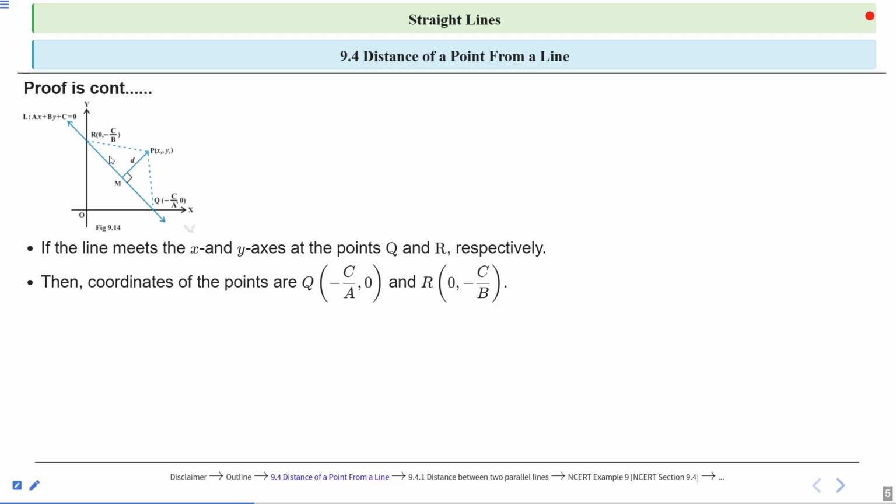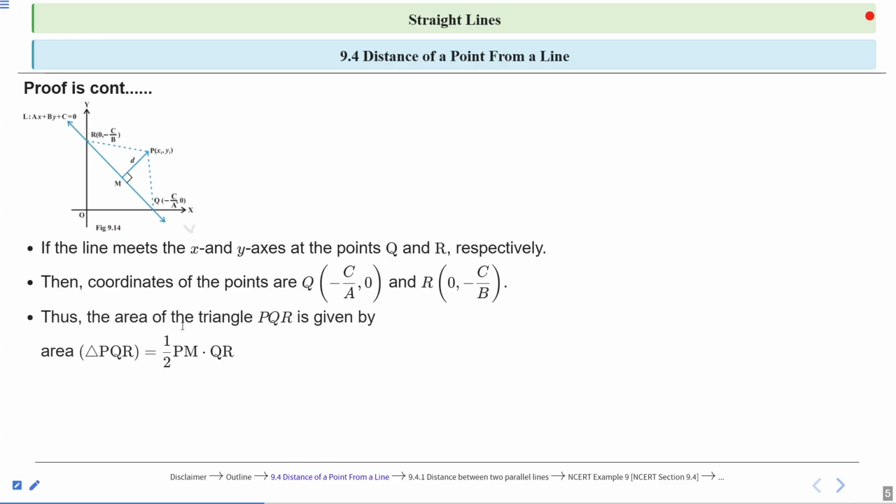Similarly, how can you find the coordinates of R? We know that on the y-axis, the x coordinate is 0. So put x = 0, and you will obtain y = -c/b. Any point on the y-axis is of the form (0, y), so the coordinates of R are (0, -c/b). Understand?